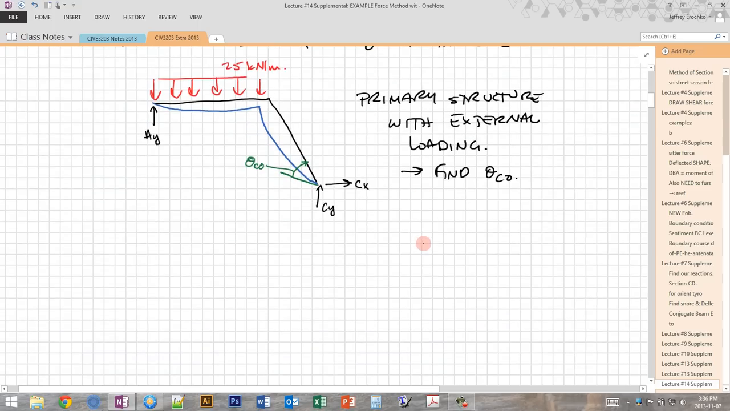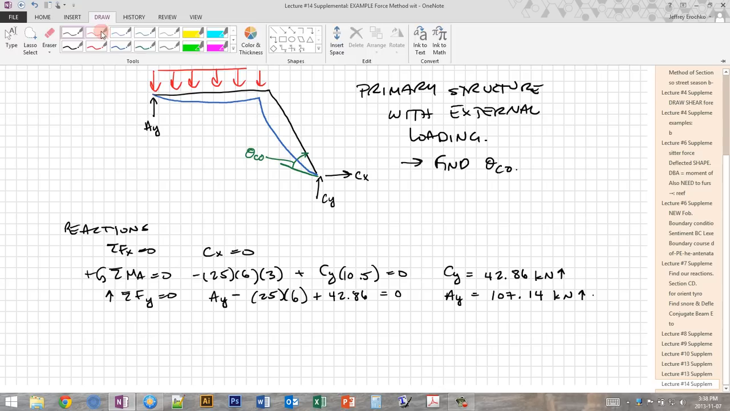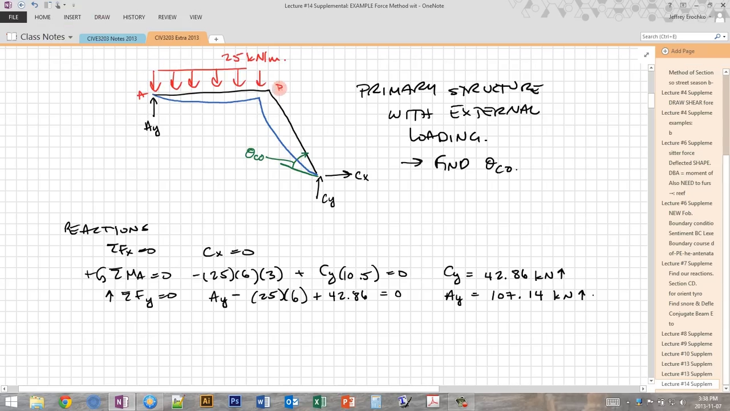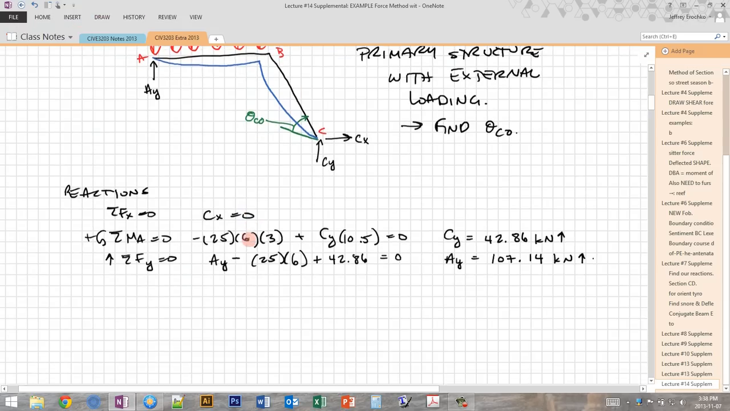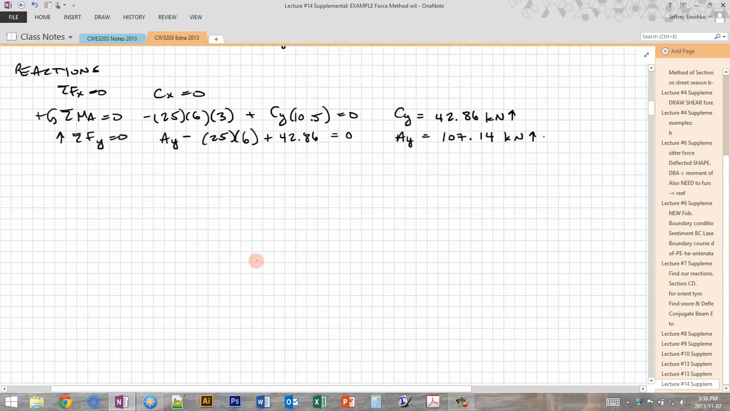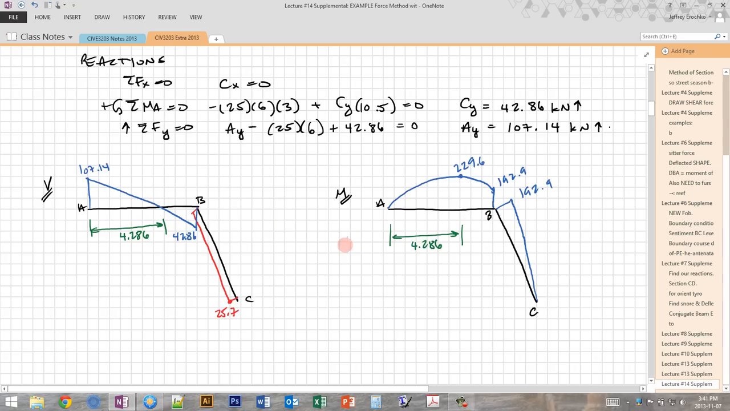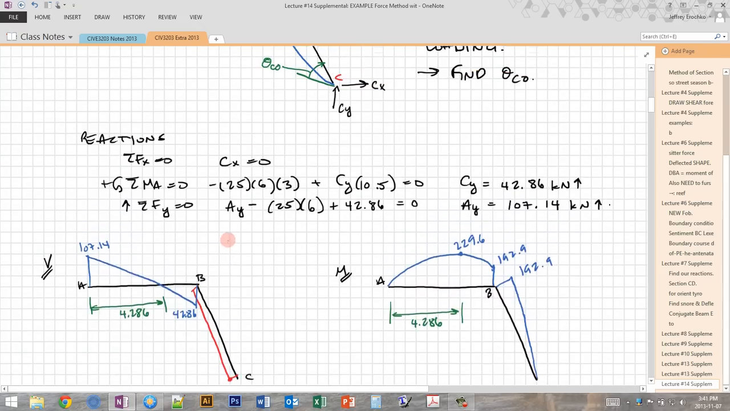So first let's find the reactions. And we do that simply using equilibrium: sum Fx, sum M about point A, and then sum Fy. I should label, this is A, B, and C, if you recall. And then using these reactions and doing our regular moment analysis, we're going to come up with a shear force diagram and a moment diagram, and those are going to look like this. So this is a relatively simple moment diagram based on these forces.